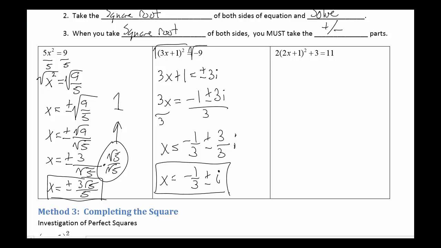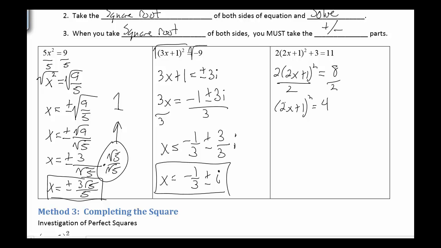All right, last one. Well, we've got a square, but we don't have a linear term, so we're missing that bx term. So it's kind of the dead giveaway that we can use the square root method here. So I'm going to subtract off the 3. 11 minus 3 gives me 8. And then I'm going to divide by 2. And 8 divided by 2 happens to be 4.